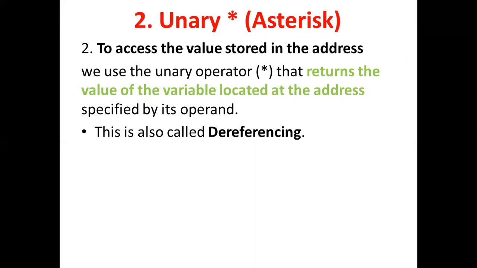Second is to access the value stored at the address. We use the unary operator star that returns the value of the variable located at the address specified by its operand. This is also known as dereferencing.